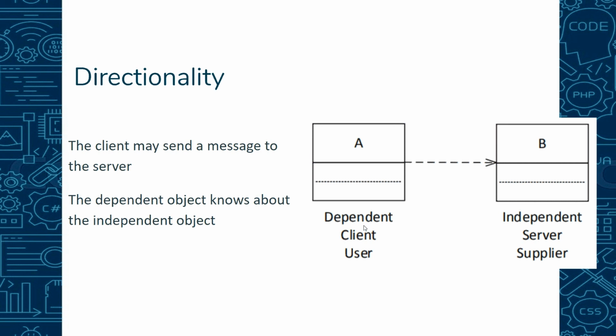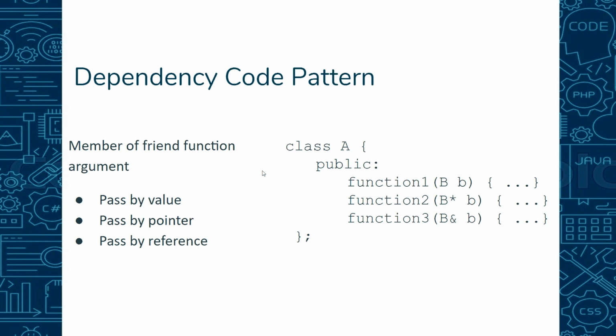So here we have a dependent client user and an independent server supplier. And it's just loosely based on one another. And the way we know this is the class doesn't even have any of the objects instantiated in it. You just might have a method that uses it. And it might send an instance of the object, it might send a pointer, it might pass by reference, but you're just using another class within your class, but it's not really part of your class.